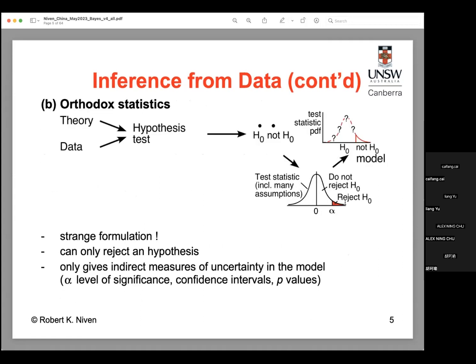The second type of approach is the methods developed in orthodox statistics, where we put together the theory and the data, we undergo a hypothesis test, and we have to choose between two hypotheses. As represented in this diagram, there's a probability distribution where we either reject a hypothesis or do not reject the hypothesis. If you actually spend some time looking at this approach, it's a very strange way of formulating this problem. We can only ever reject a hypothesis. We can't accept a hypothesis. And it only ever gives indirect measures of uncertainty of your model, things like levels of significance, confidence intervals, p-values, and so on.